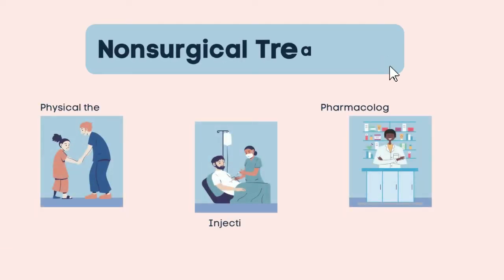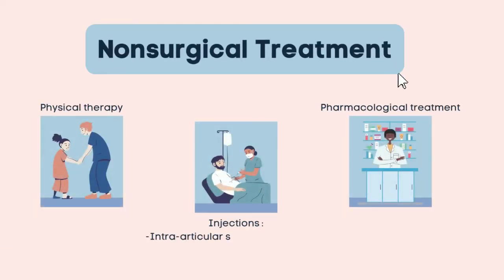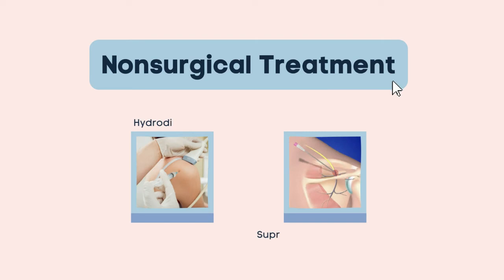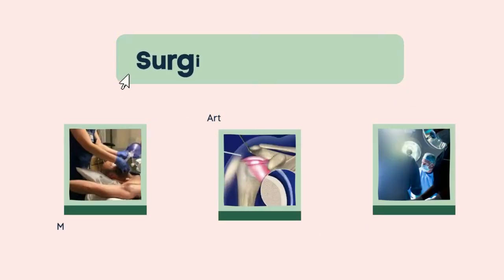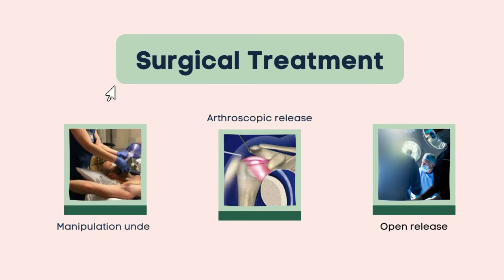These are the examples of non-surgical treatment, which we can see there is physical therapy, injections, and pharmacological treatment. Other than that, hydrodilation and suprascapular nerve block are also examples of non-surgical treatment. For surgical treatment, there are 3 examples shown here, which are manipulation under anesthesia, arthroscopic release, and open release.